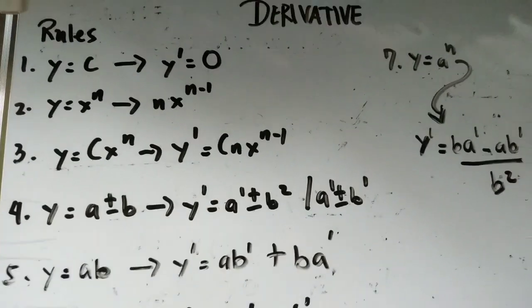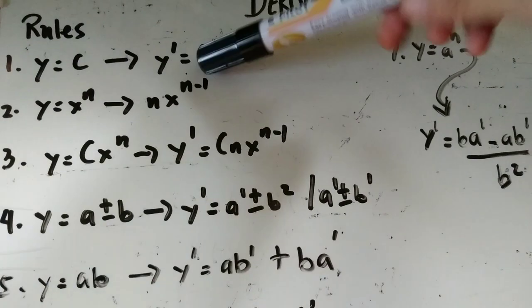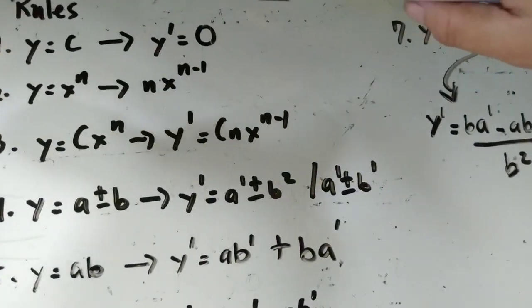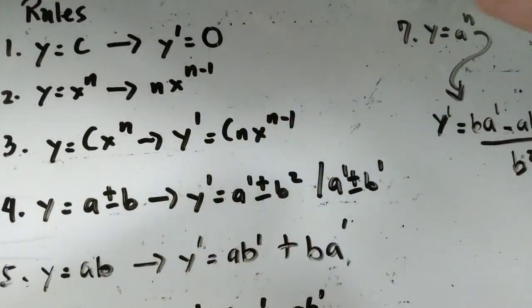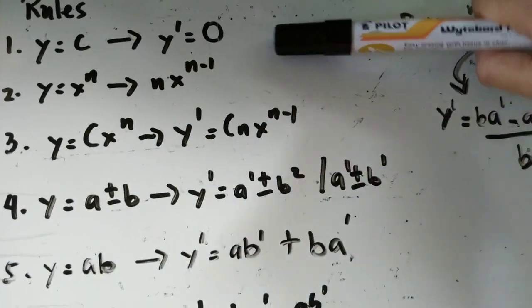First we have rule number 1. y equals c, or a constant. The derivative of a constant is always equal to 0. y prime, or dy/dx, equals 0.